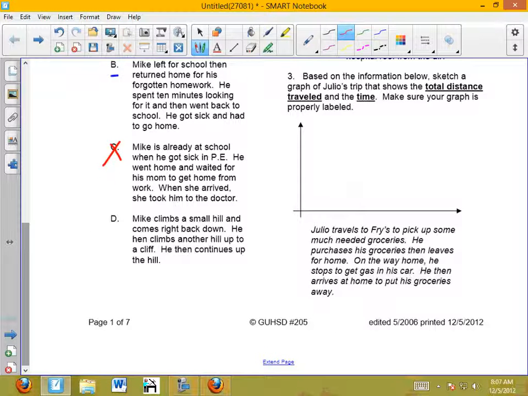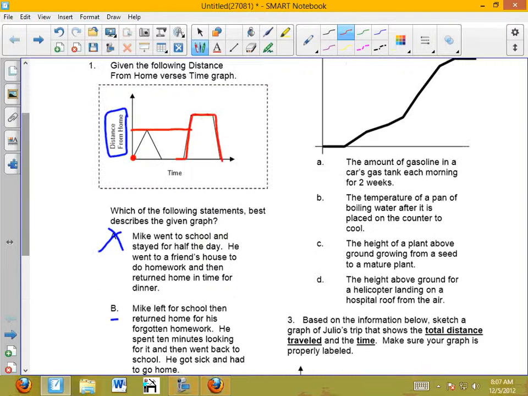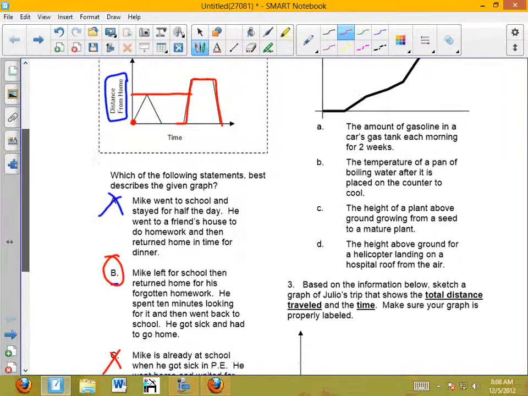Mike climbs a small hill, comes right back down. He then climbs another hill up to a cliff. Then he continues up the hill. No, not even close. So our answer is B. You have to eliminate all the wrong answers. That's what you're doing here. You're looking at what the graph is telling you and eliminating the wrong answers.